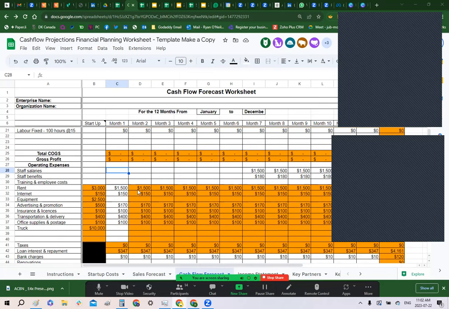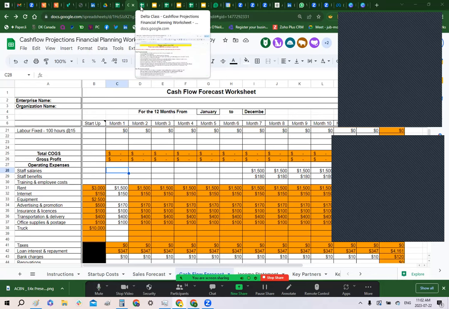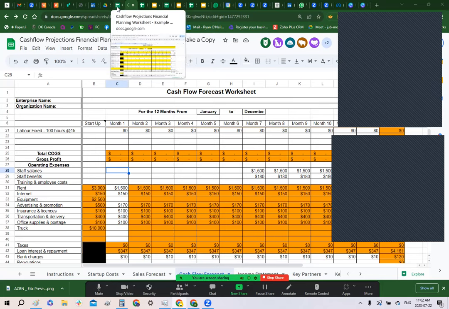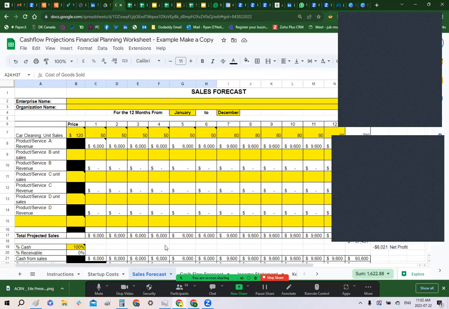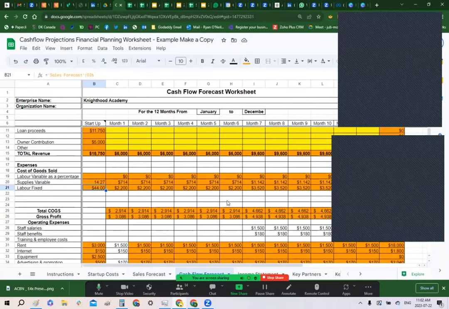Perfect. Okay. Actually, let me show you the example. Where's the example? All right. So the example will feel like a lot of information coming at once, but I just want you to let it soak in as I walk through, and I'll use the example of detailing nights.